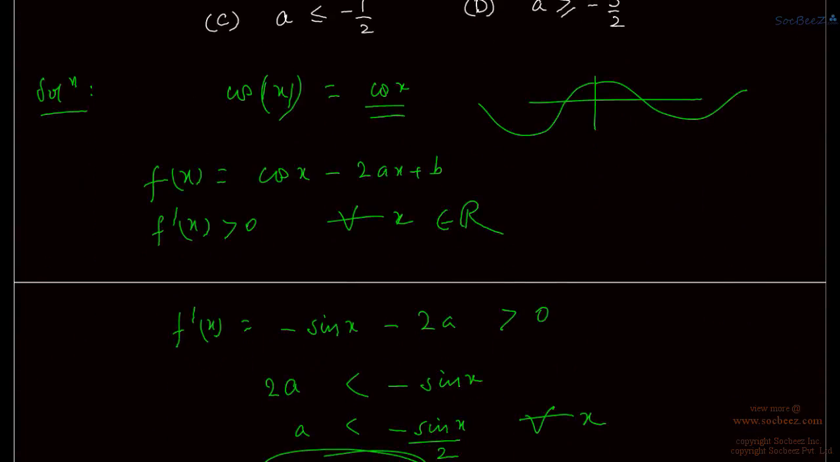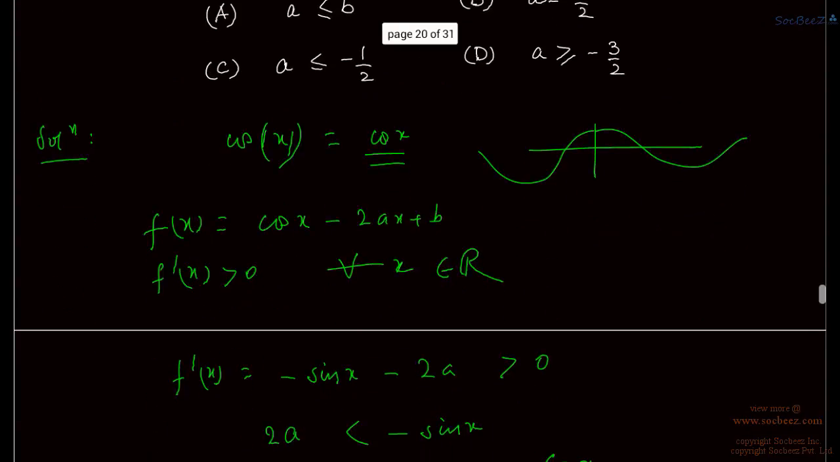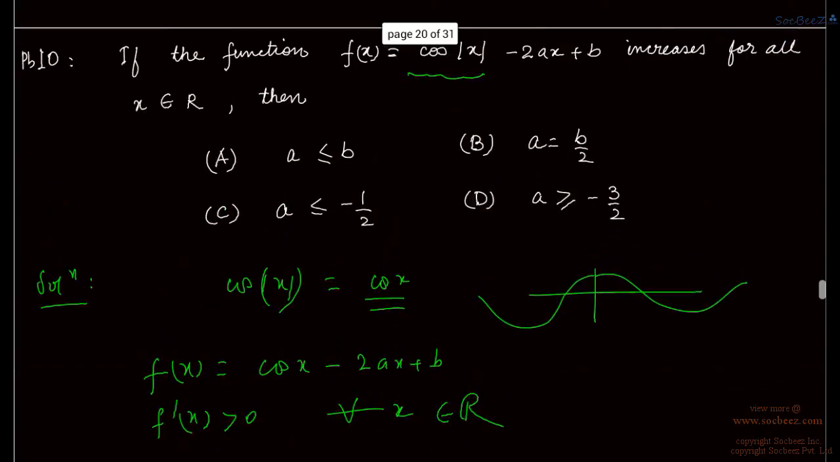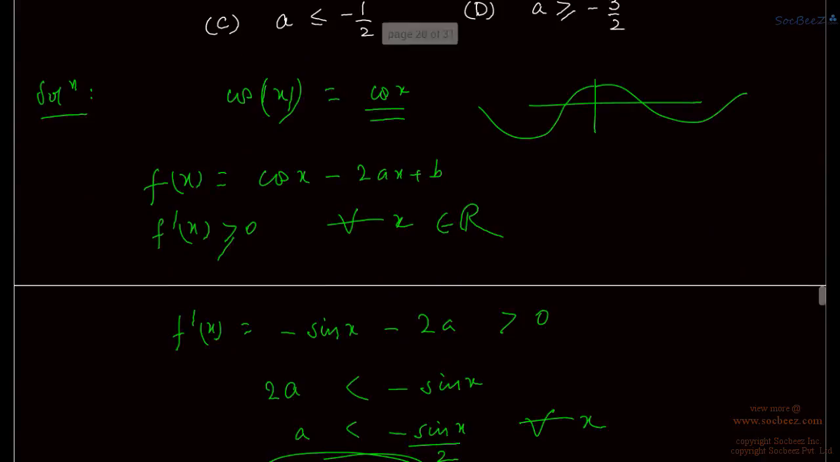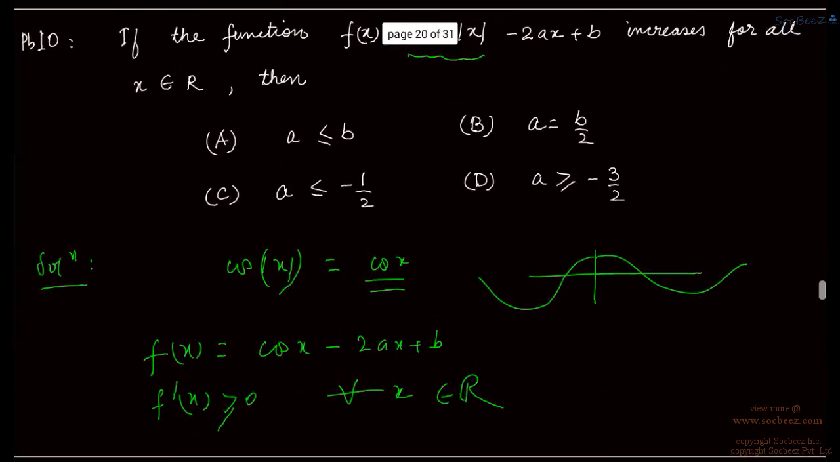We can put the sign of equality because it is not written strictly increasing, it's just increasing. So we can have f dash x greater than or equal to 0 also. So this can be equal to 0 also. Hence we have a less than or equal to minus half. Okay, so option C is correct, right?